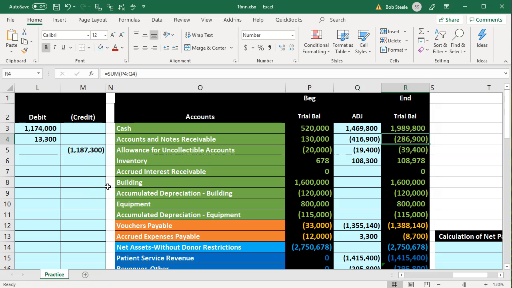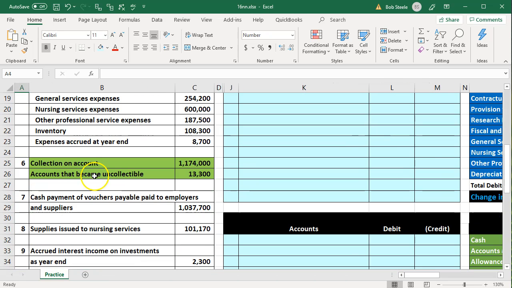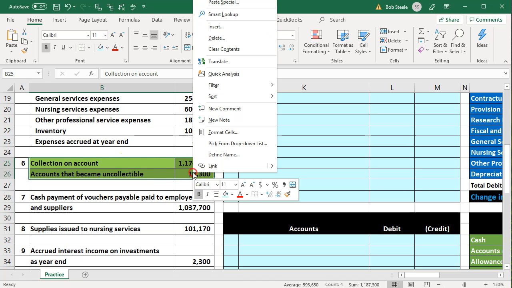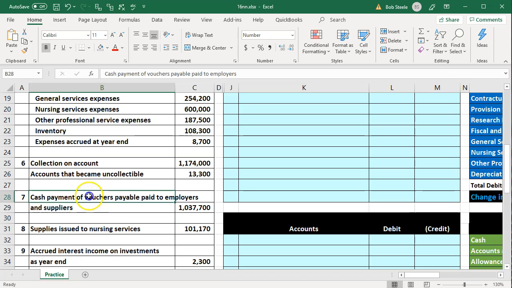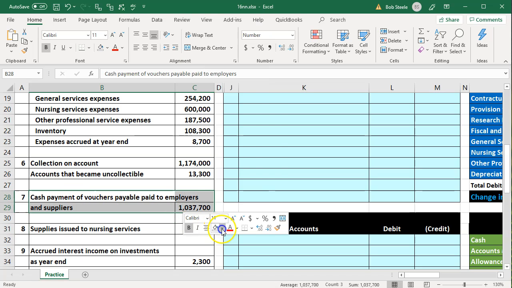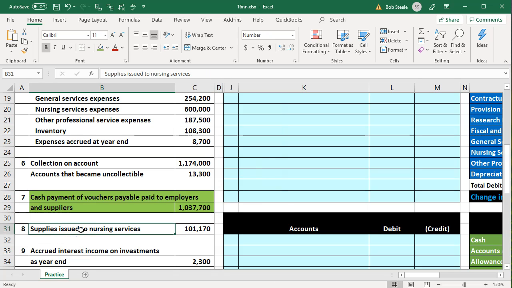All right, so then we're going to scroll back over and see what's going to happen for number 7. So now we're going to be on number 7. I'm going to ungreen number 6, right-clicking on it and ungreening number 6. Then we're going to go to number 7, right-clicking on it and making it green. Number 7 then says cash payments of vouchers payable paid to employees and suppliers.